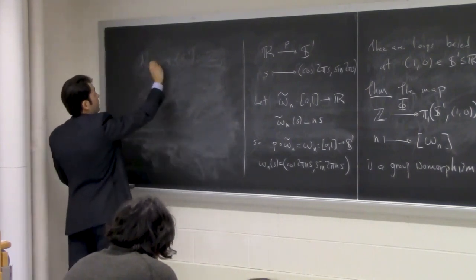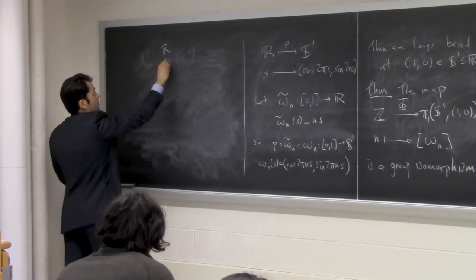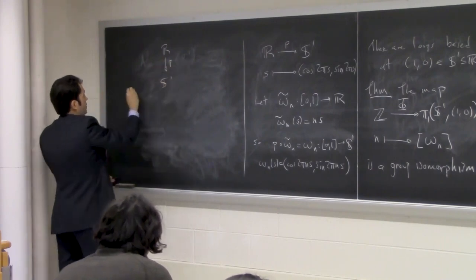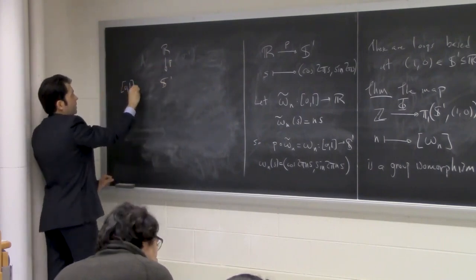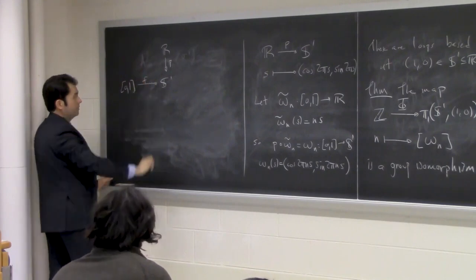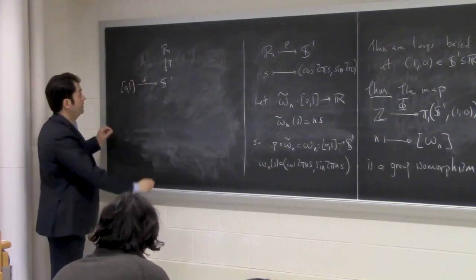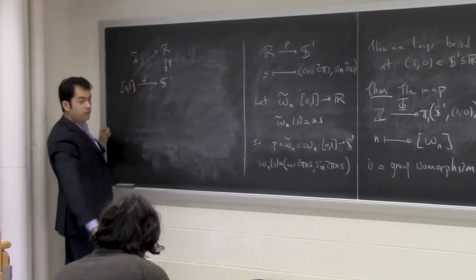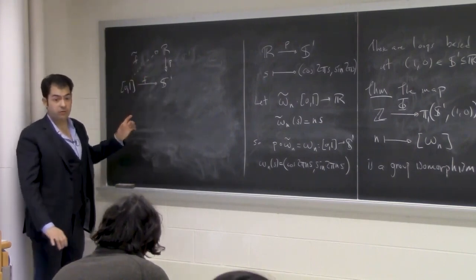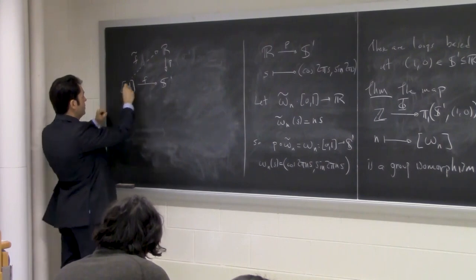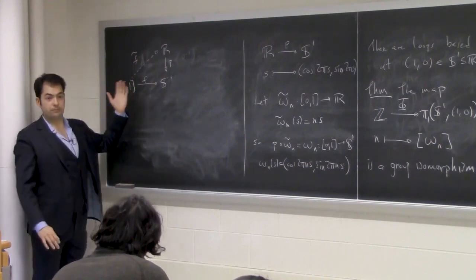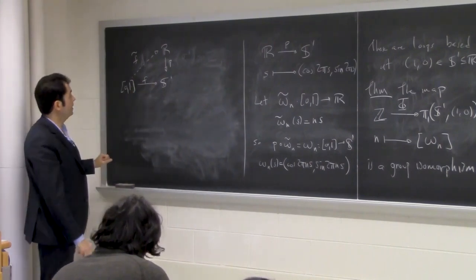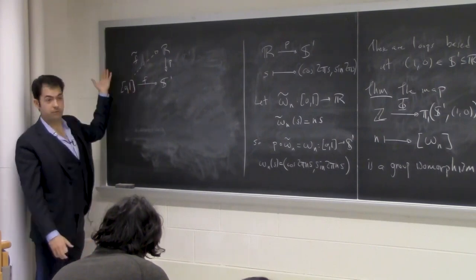So we have R projects down to S1. We have the interval. We have a map into here, F. And the claim is that you can always lift it. And your only choice is where do you lift the left endpoint. Okay? And you can see why we call it a lift.